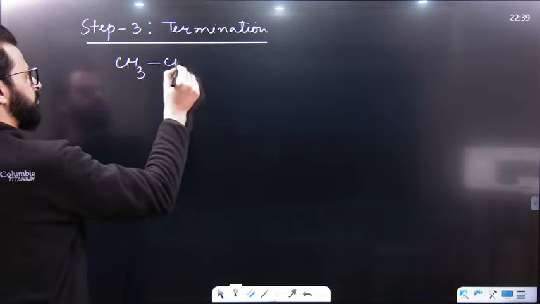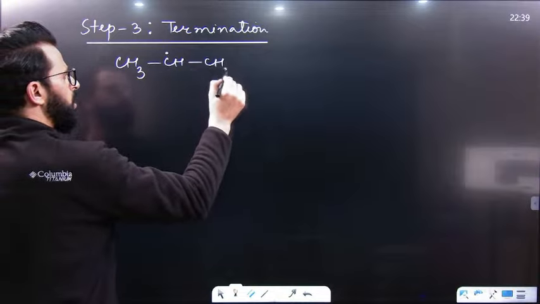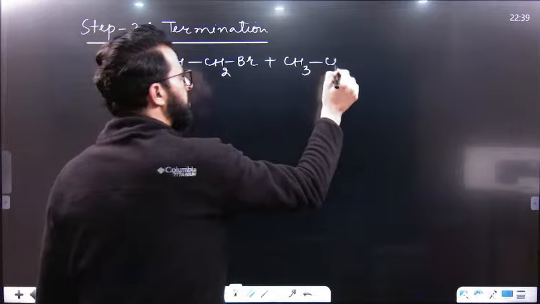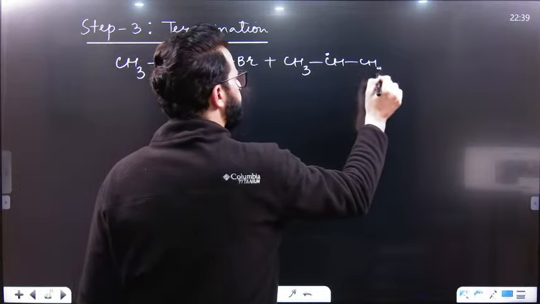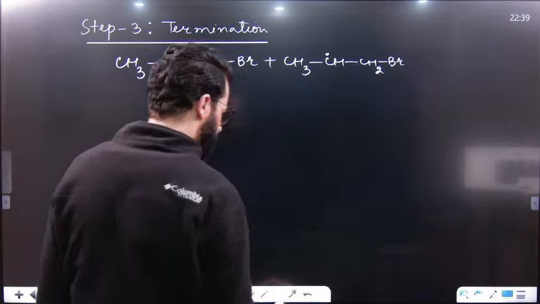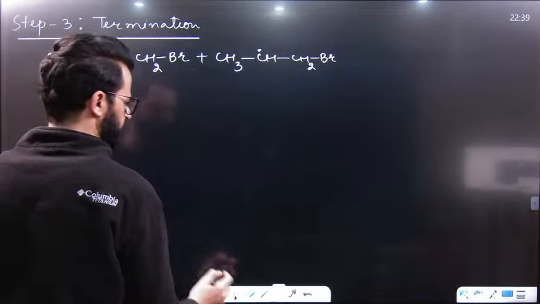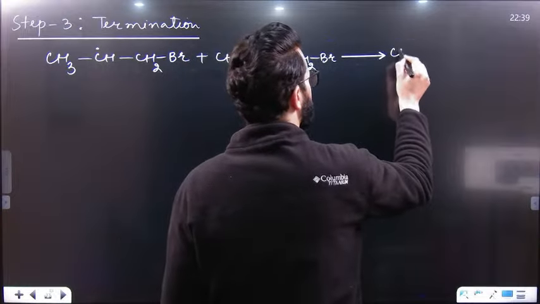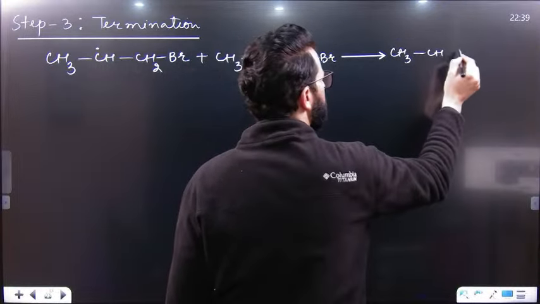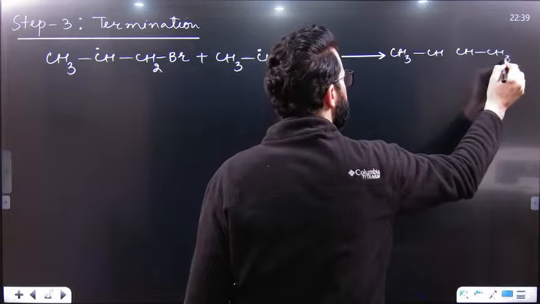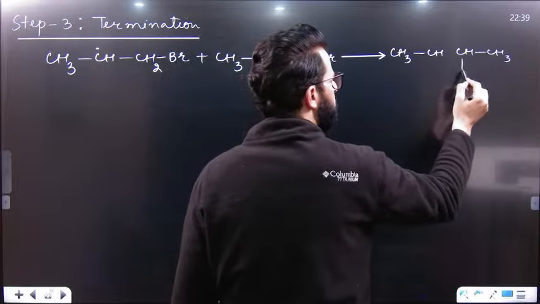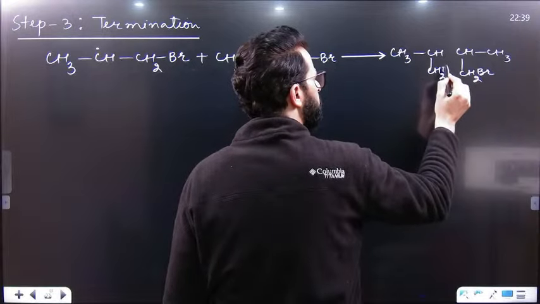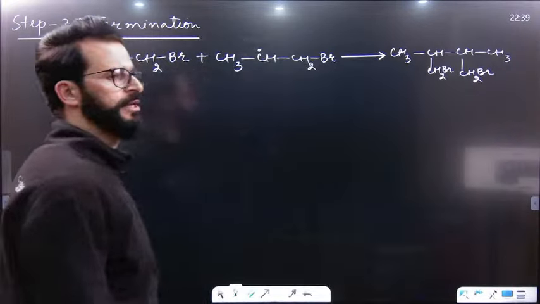This CH3CH radical with CH2Br will react with another similar radical, CH3CH radical with CH2Br, and it will result in the formation of a product like this: CH3CH, here it is CH, here it is CH3. Then can I write this CH2Br like this, CH2Br. Similarly here CH2Br. Both these will react, and this will be another product.